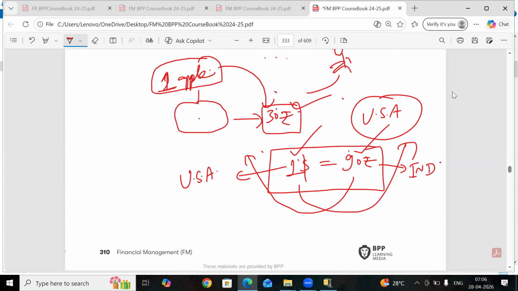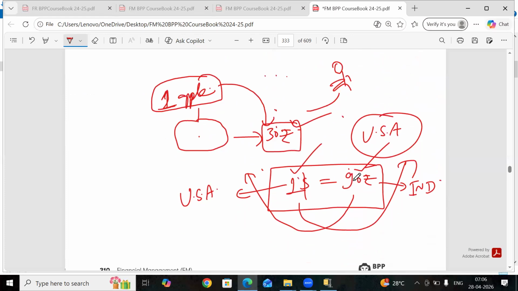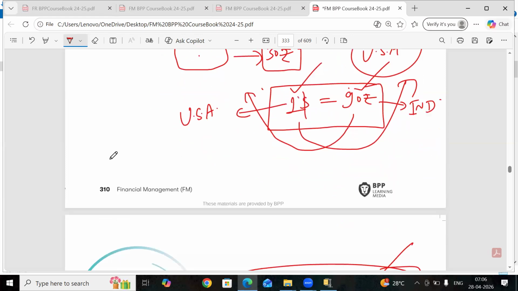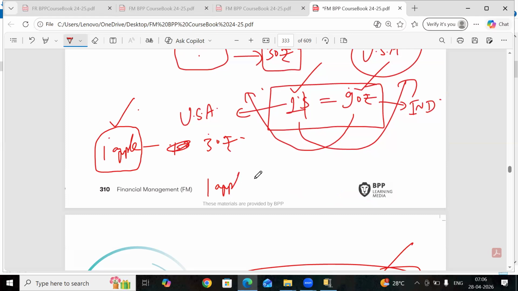Now, as we know that $1 can be purchased with 90 rupees, you'll have a dilemma. You'll have a kind of question in your mind, sir, I purchased one apple for 30 rupees. Why didn't I purchase one apple for 1 rupee? See, market forces will drive the price of apple, not you. Sir, one apple, when I went to purchase, I paid 30 rupees. Why not 1 rupee? You are not going to decide the price of apple, the market forces.